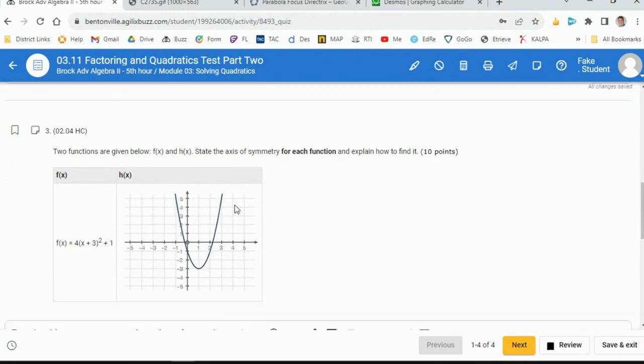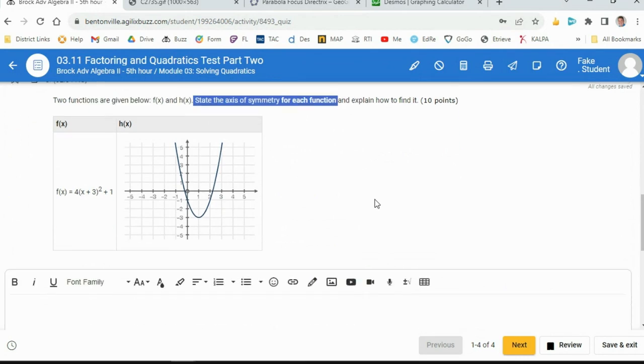Here's 2 functions. State the axis of symmetry for each function. And how do you find it? One is an equation. The other is a graph. So you need to know how to find the axis of symmetry for an equation, and how to find the axis of symmetry on a graph of a parabola. If you need to study that before you take the test, study that, because I'm letting you know that's on there. Those aren't terribly difficult at all.